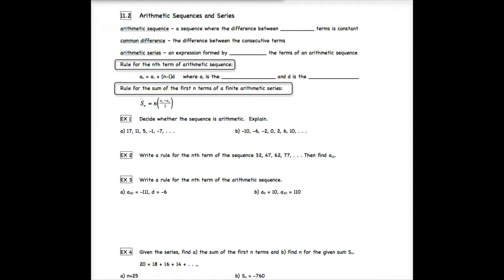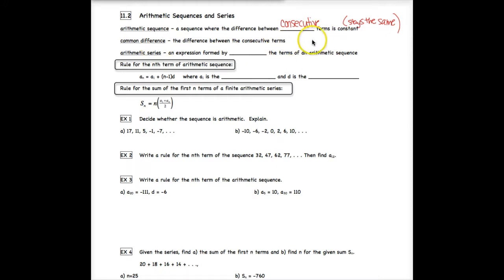So in order to talk about them, we should probably know what they are. An arithmetic sequence is a specific type of sequence where the difference between consecutive terms is constant. And if you don't know what constant means, it means stays the same. So meaning whatever the difference between the first two terms is, the next two terms should have the same difference. So constant difference, we call that the common difference.